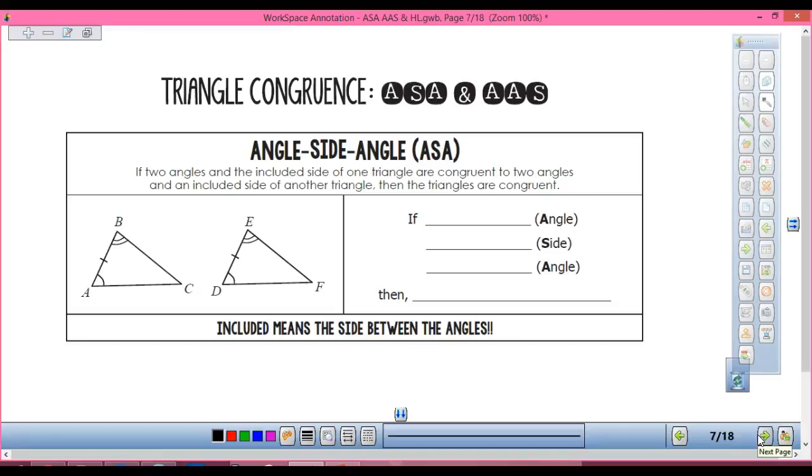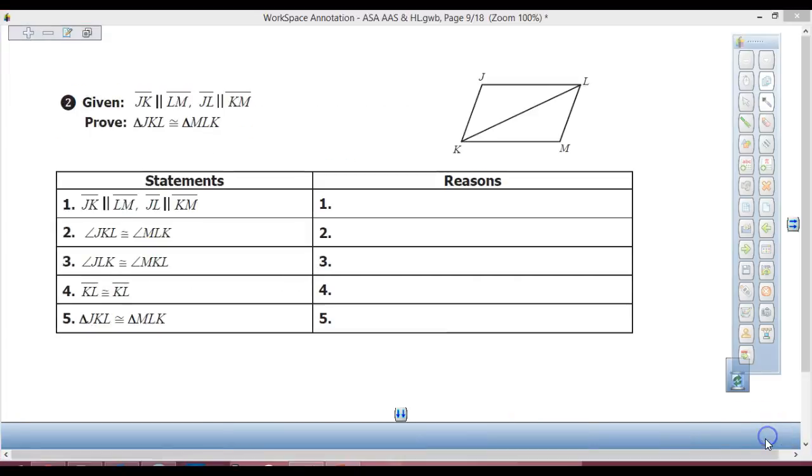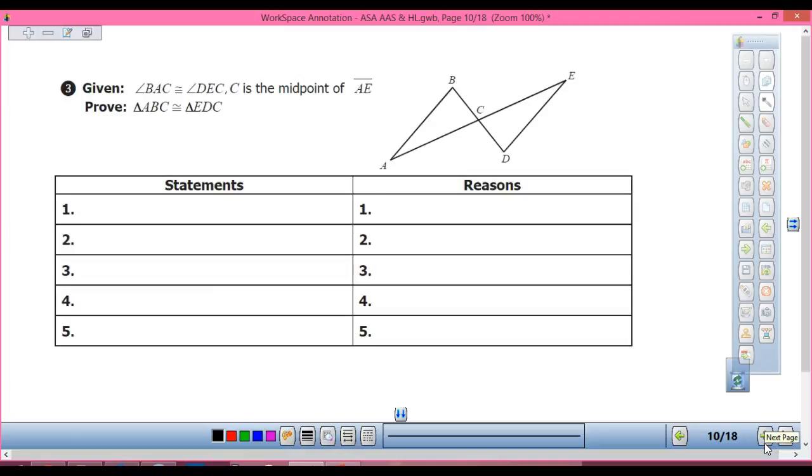Alright, so our first one that we're going to talk about, angle, side, angle. So I'm going to have two angles, and I'm going to have the side that's in between them. Okay? So let's actually go all the way to number three. Okay, so you're going to have to flip the page. We're going all the way to number three. What page are we on? 31, thank you.